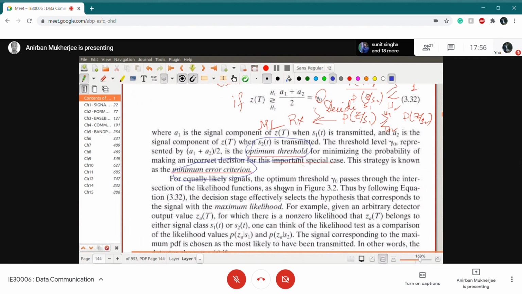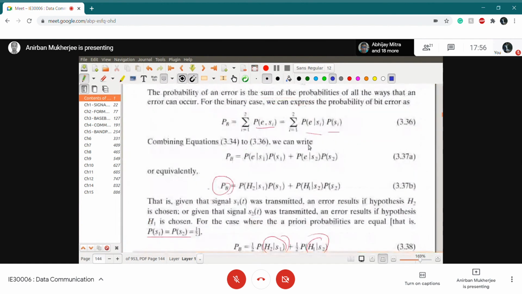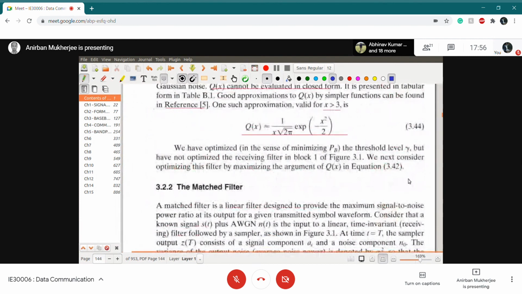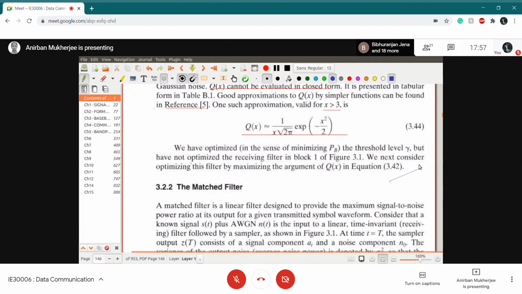So let us stop here. Up to this portion, how we are doing the detection, is the syllabus of the class. Some students wrote me an email asking what the syllabus is. The syllabus for the class test is up to this.